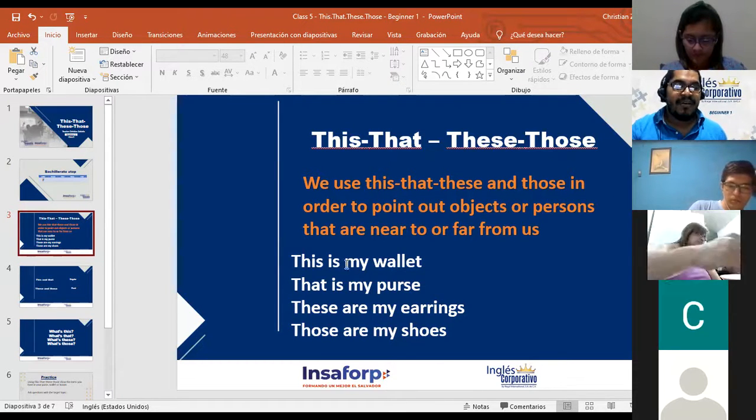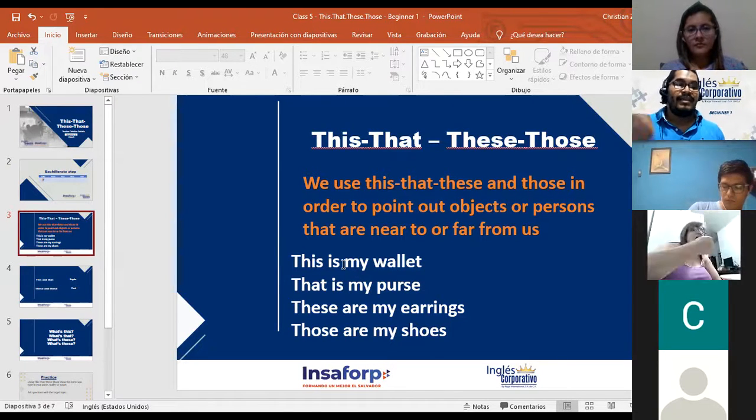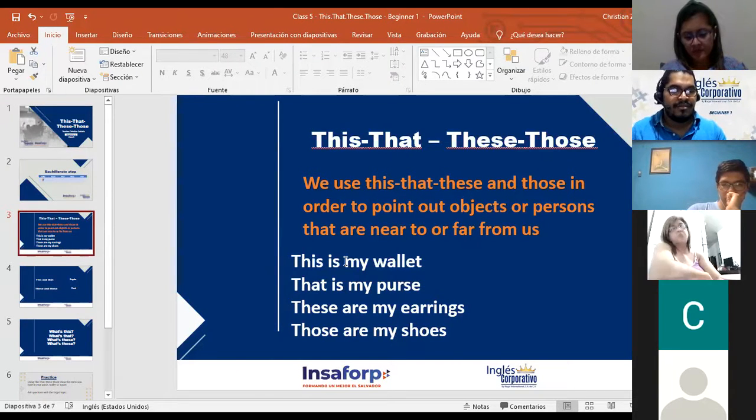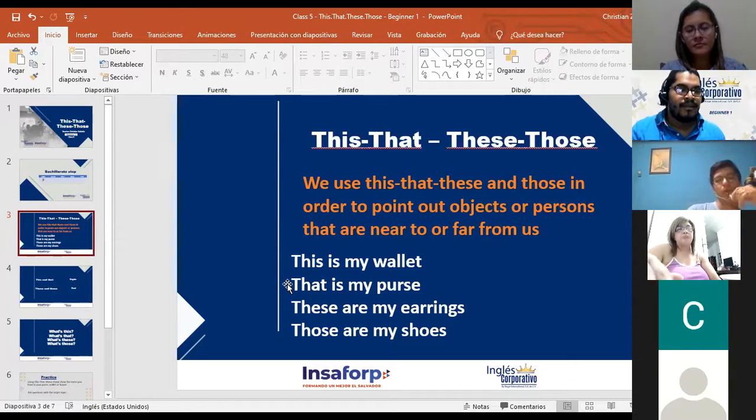And the examples we have here are pretty simple. We use them to say this, the verb be, and then the complement: this is my wallet, or that is my purse. Okay? ¿Se entiende el concepto de this and that, cerca y lejos? Yes? Very good. So that's how we're going to use this and that.